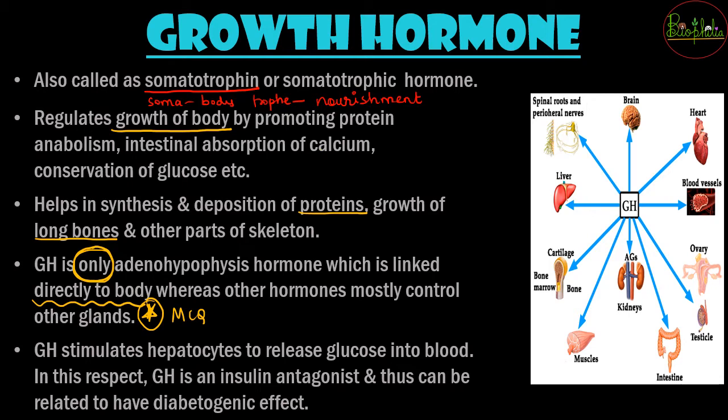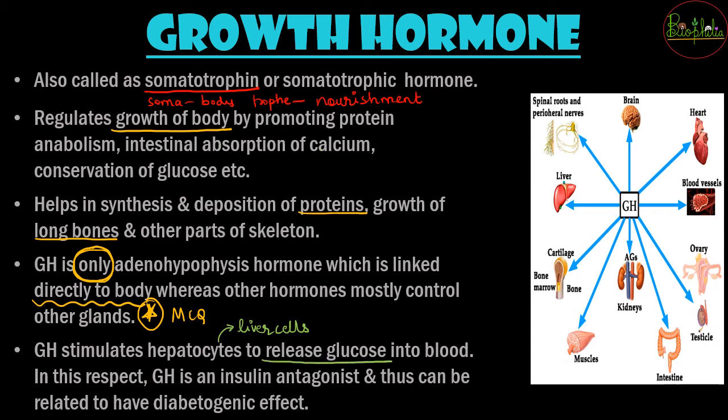So growth hormone exactly क्या करेगा, it is going to stimulate the hepatocytes. Hepatocytes क्या होते हैं? Hepatocytes are the liver cells. So liver में जो cells होंगे, these are called hepatocytes. So hepatocytes will be ordered by the growth hormone to release glucose.